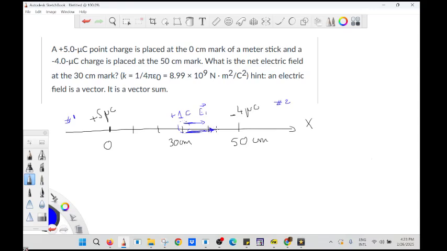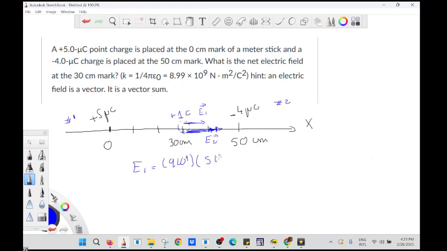Maybe stronger because it's closer and it depends on the distance squared. So that would be E2. And then by definition, you need to add them up because they have the same direction. So it's going to be 9 times 10 to the 9.